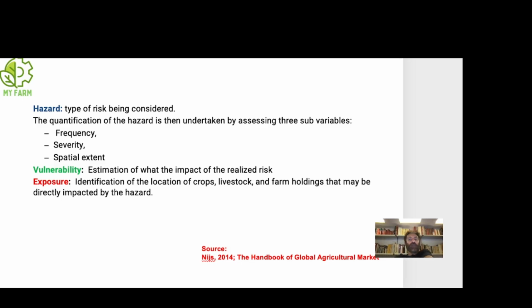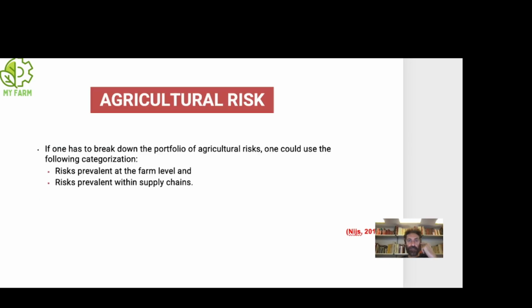Hazard is the type of risk being considered, so the quantification of the hazard is assessed considering frequency, severity, spatial events. Vulnerability means the estimation of what the impact of the realized risk would be, and of course this is very relevant to the exposure, so the identification of the location of crops, livestock, farm holdings that might be directly impacted by the hazard. Our risk perspective needs to, first, engage all stakeholders who are affected by agricultural risk and would take action to manage them. Number two, consider the full range of risk. Three, analyze different strategies to manage risk. And fourth, understand the different steps in the risk management process, as summarized before.